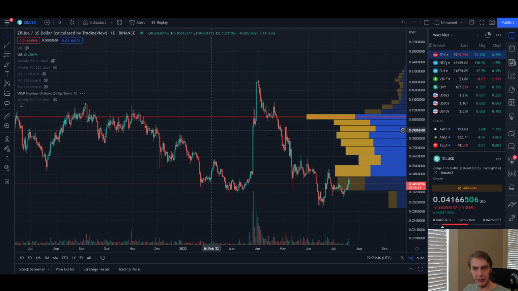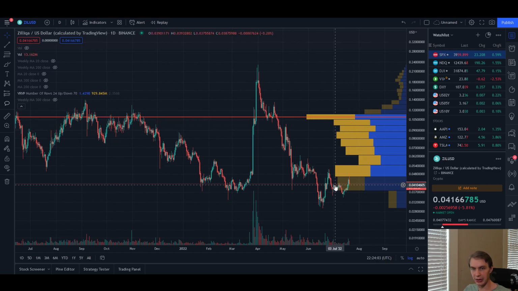But I want to pull up the volume profile and just say that if we were to see some upside from here, where are some targets we could look at for possible resistance? One of the things that might be difficult for ZIL, and maybe one of the reasons it hasn't rallied more in this kind of mini rally we've been seeing in the crypto space, is that there's just going to be a lot of resistance.